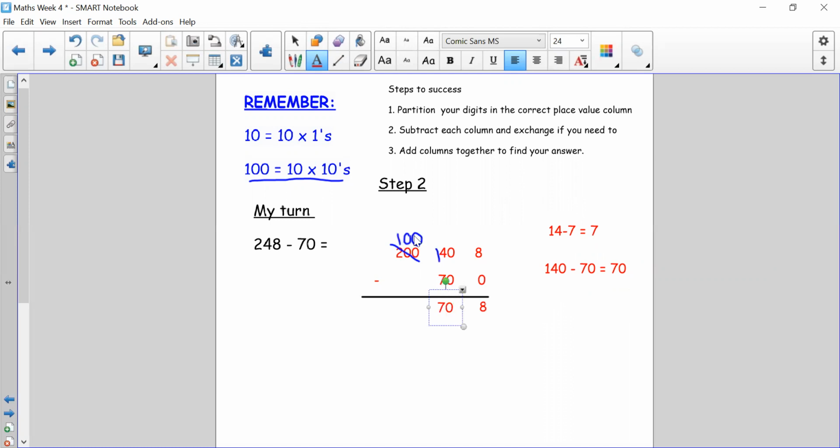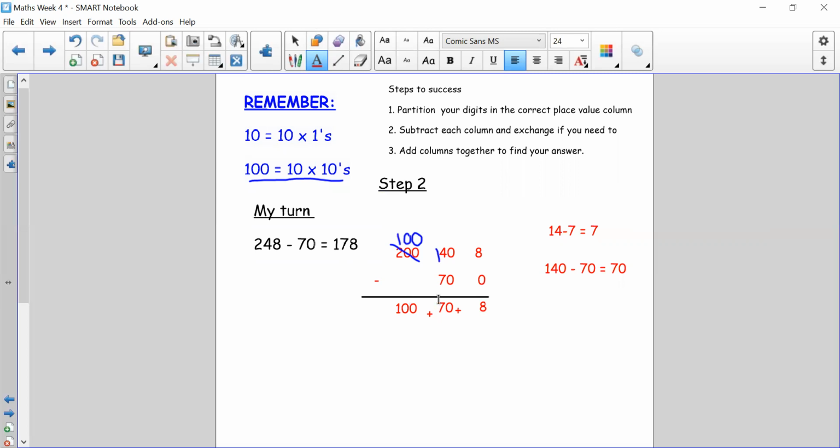Okay, 100 take away nothing else is going to be 100. And then our last step is that we need to make sure we recombine our answer. So 100 plus 70 plus 8 is 178. So our answer to 248 take away 70 is 178.